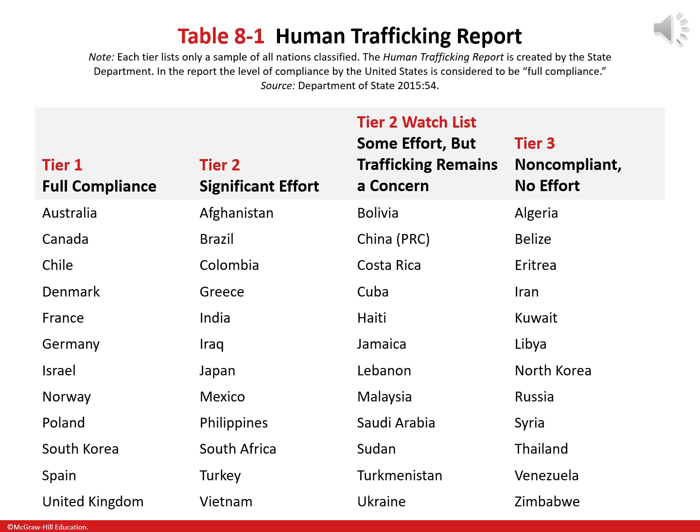This table talks about human trafficking. For those countries that follow the Declaration of Human Rights, full compliance is Tier 1. Significant effort is Tier 2, so they're trying. The Tier 2 watch list has some effort, but trafficking is still a huge concern. Tier 3 are non-compliant, with no effort. They don't do anything to prevent human trafficking in those countries.